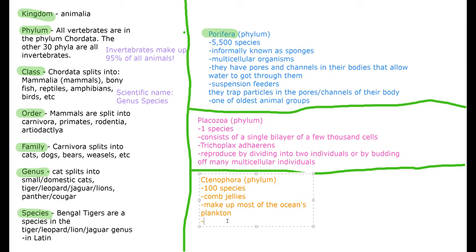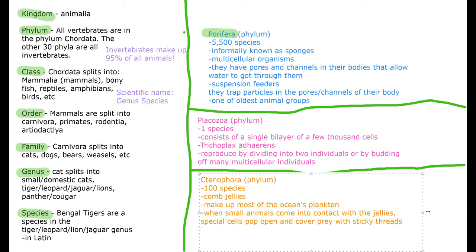And then when a small animal comes into contact with the comb jellies, special cells burst open and cover the prey with sticky threads, and that's how they catch them. So it's very surprising for the little animals. Let me write that down so you can see a little better, right? Sticky threads, very exciting. And that is the Ctenophora phylum. Very cool.